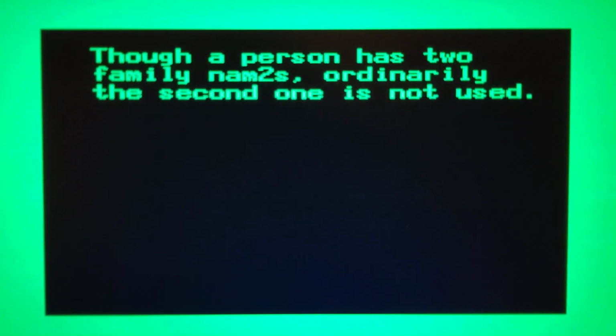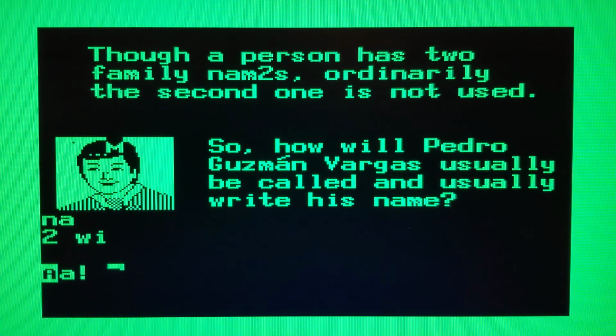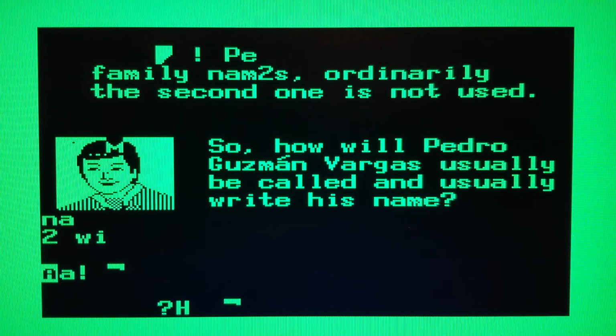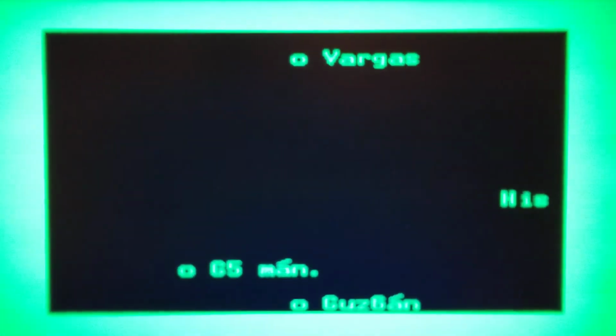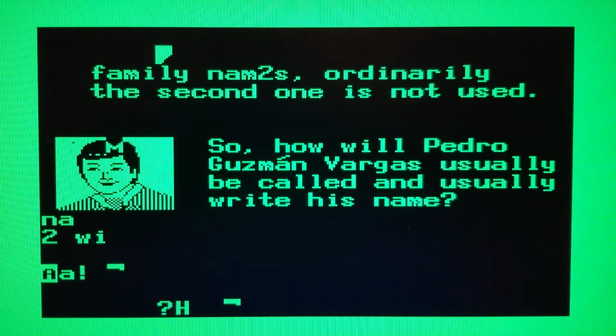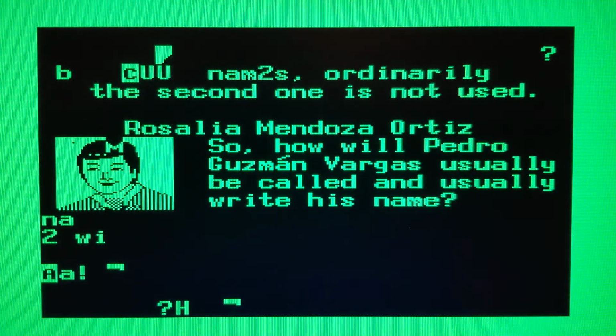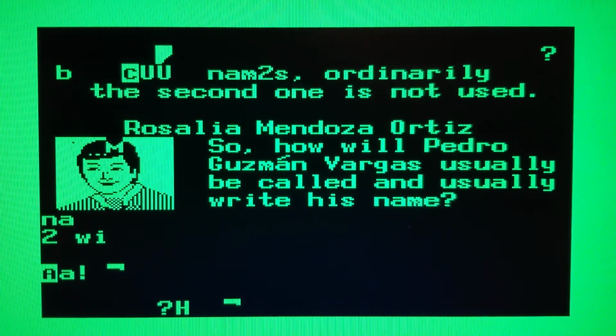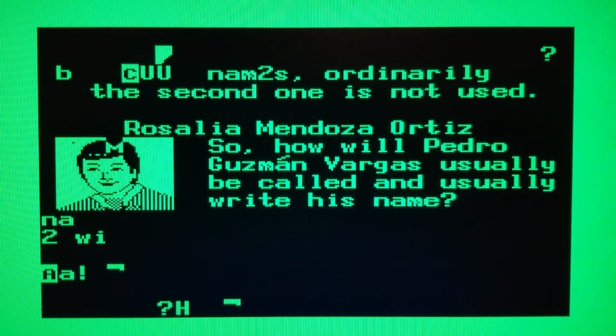Though a person has two family names, ordinarily the second one, the mother's family name, is not used. So, how will Pedro Guzman Vargas usually be called and usually write his name? Is Rosalía Mendoza Ortiz the daughter of Fernando Mendoza and Olga Ortiz, or of Fernando Ortiz and Olga Mendoza?